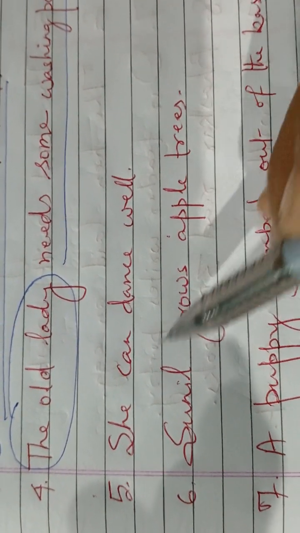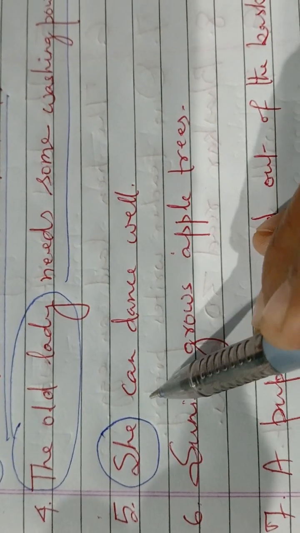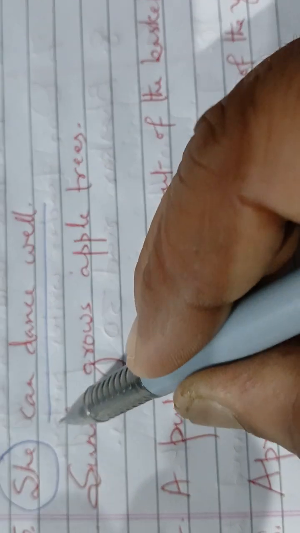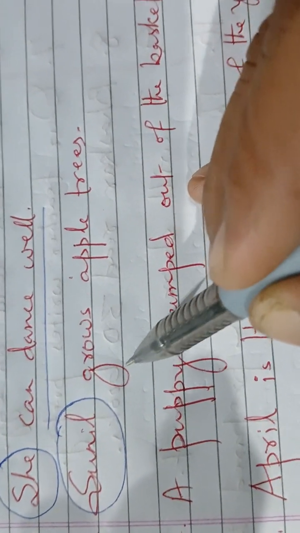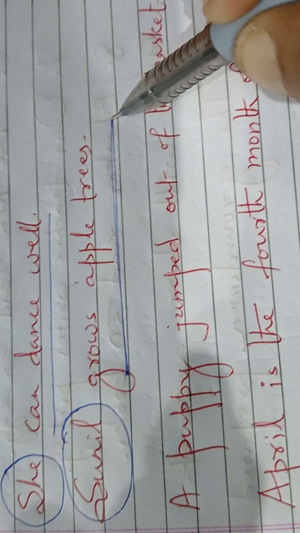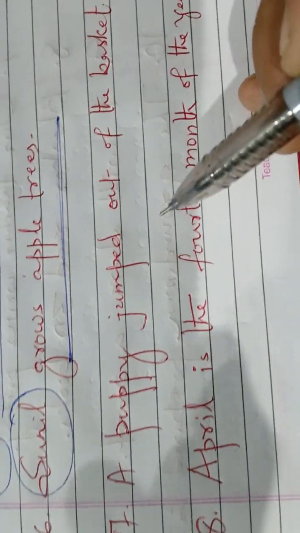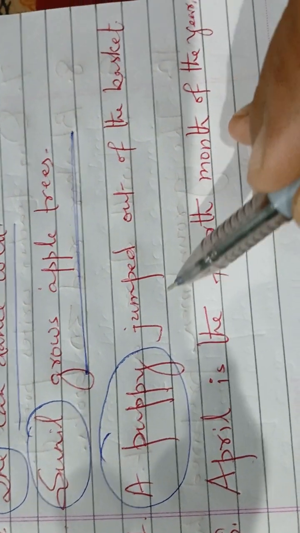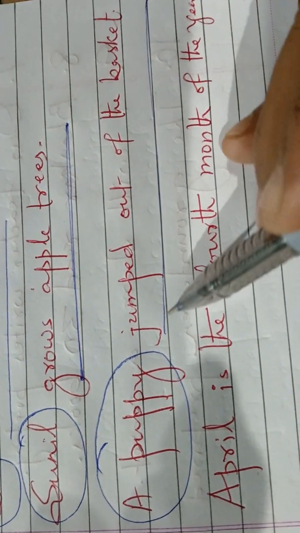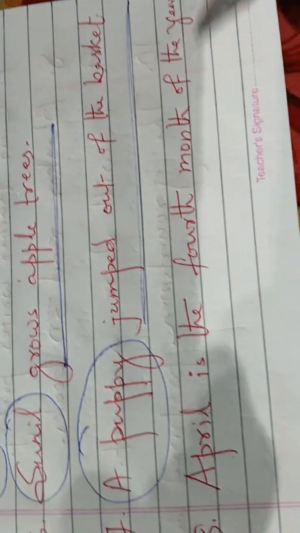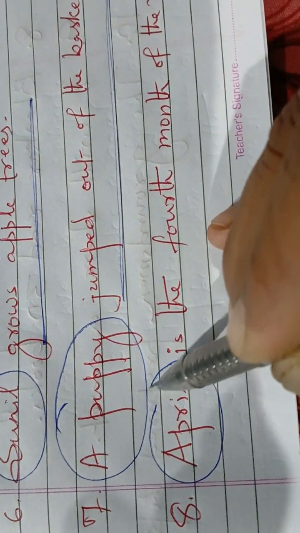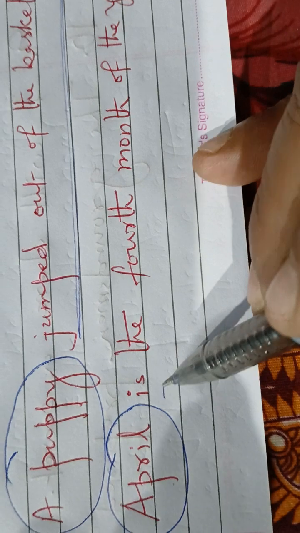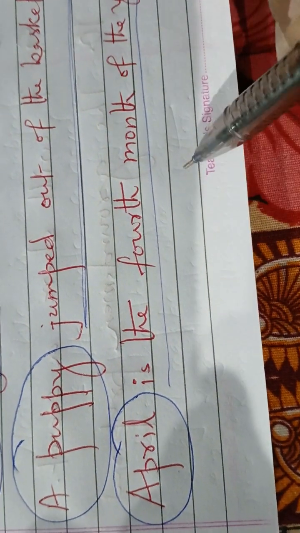Fifth, she can dance well. Here subject is she and predicate part is can dance well. Sixth, Sunil grows apple trees. Here Sunil is the subject and grows apple trees is its predicate. Seventh, a puppy jumped out of the basket. Here a puppy is the subject of this sentence and jumped out of the basket is its predicate. Eighth, April is the fourth month of the year. Here April is the subject and is the fourth month of the year is predicate.